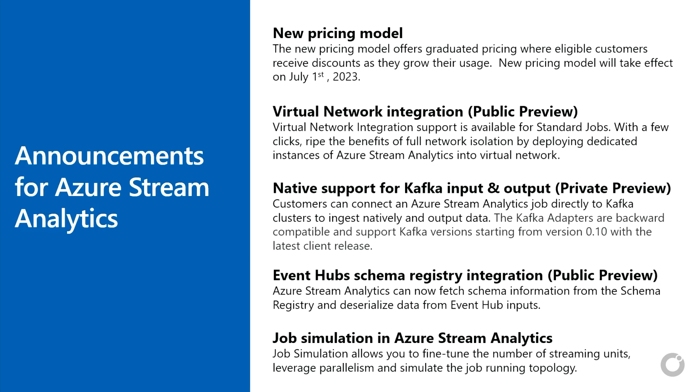We also announced virtual network integration, which is in public preview. For those who have used or heard of ASA, VNet was only available in dedicated clusters, but going forward, in your Azure Stream Analytics jobs, you can use it inside your own virtual network. So you can have full network isolation by deploying that dedicated instance of ASA jobs in your virtual network.